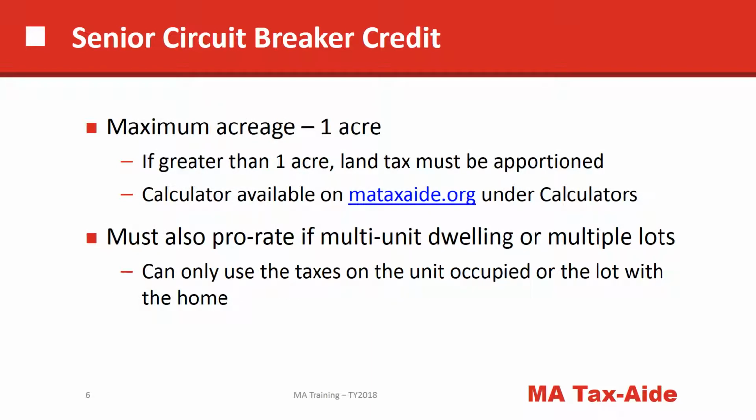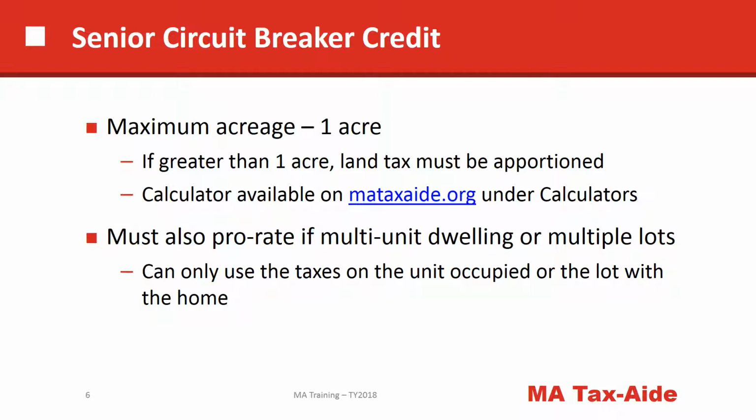Now, the acreage of the principal residence is limited to the property taxes for the home plus a maximum of 1 acre of land. If there's greater than 1 acre, then the land tax must be apportioned. It must be prorated. There's a calculator on the marshalltaxaid.org website under tools that you can use to prorate the taxes.